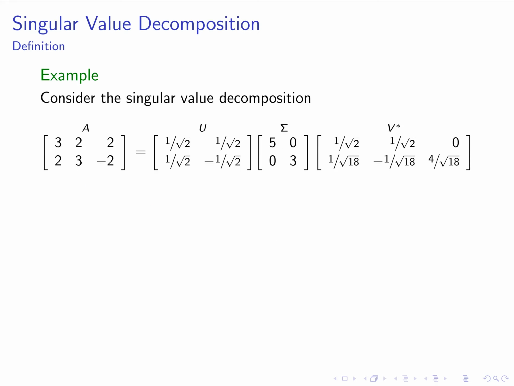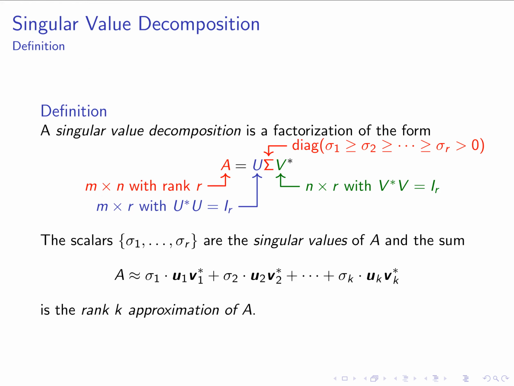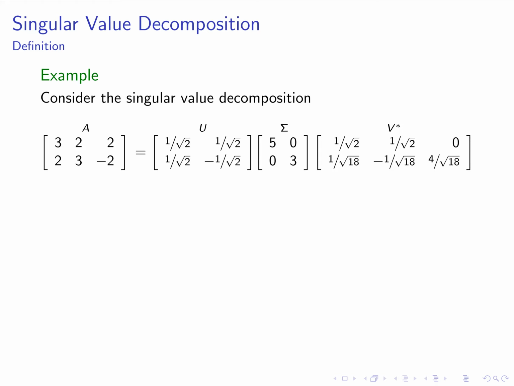So let's look at this with an example. The definition of singular value decomposition involves some technical details. Let's see this in practice. Here we have the data of a singular value decomposition of a 2 by 3 matrix A. We've taken this 2 by 3 matrix A, which evidently has rank 2, and we can see this by noting that the two rows are not multiples of each other.